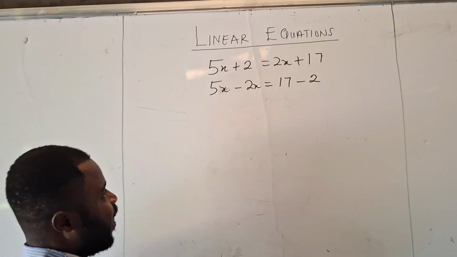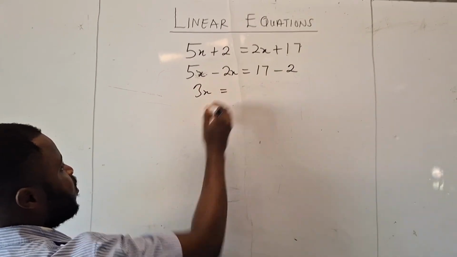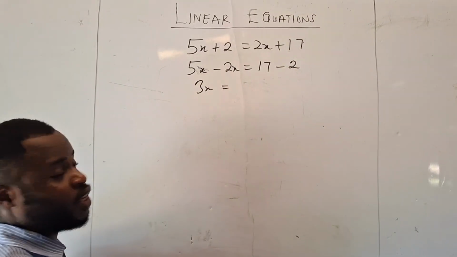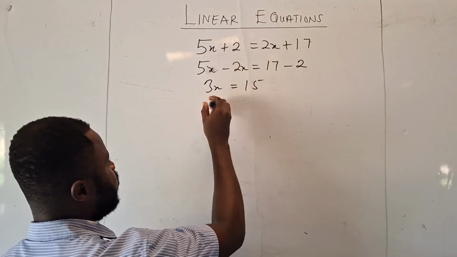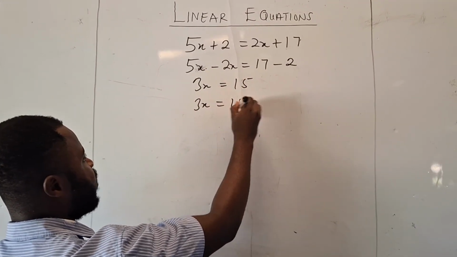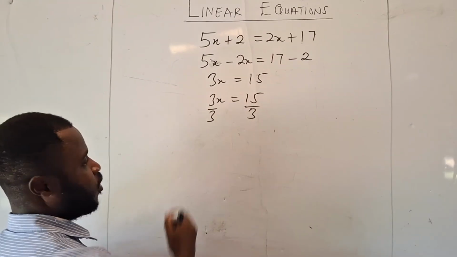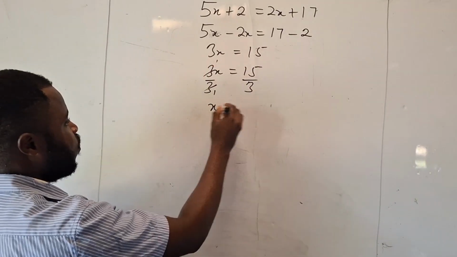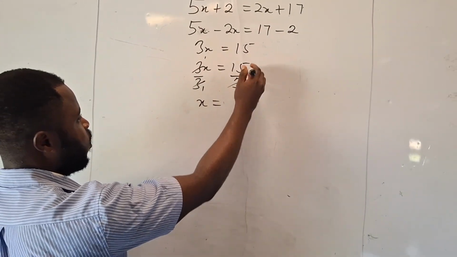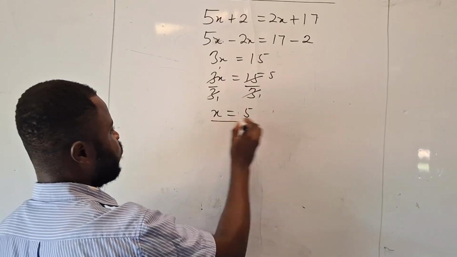Now we have 5x minus 2x, which will give us 3x is equal to, now we have 17 minus 2, which will give us 15. So we have to divide both sides by the coefficient of the x, which is 3. So 3 can divide itself 1, divide here 1. Now we have our x. 3 can divide itself 1, it can divide 15 to give 5. So x is 5.